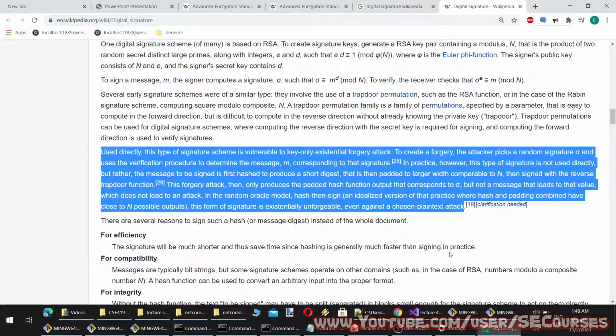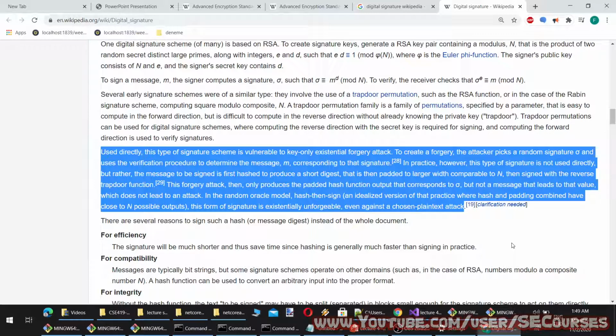Used directly, this type of signature scheme is vulnerable to a key-only existential forgery attack. To create a forgery, the attacker picks a random signature σ and uses the verification procedure to determine the message, m, corresponding to that signature. In practice, however, this type of signature is not used directly, but rather, the message to be signed is first hashed to produce a short digest, that is then padded to a larger width comparable to n, then signed with the reverse trapdoor function. This forgery attack, then, only produces the padded hash function output that corresponds to σ, but not a message that leads to that value, which does not lead to an attack.